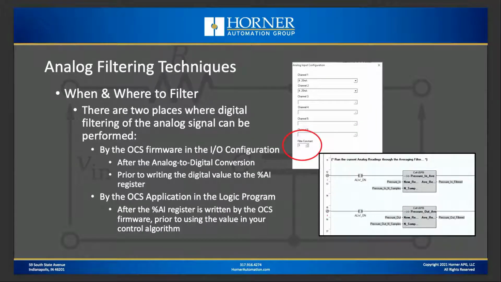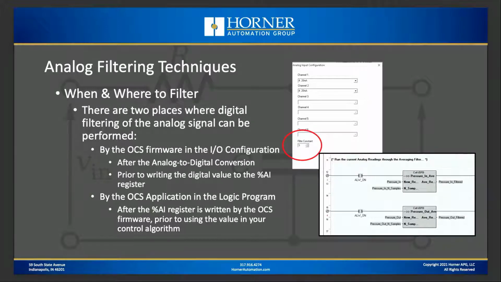Now there are 2 points at which you can perform your filtering. The first point is in the I/O configuration. On the XL Series OCS, when you go to the I/O configuration, we'll show that in the demonstration portion, you can see as you're configuring your analog I/O that you have the option to configure filtering for those analog signals. That's performed after the A to D conversion, but before that value is written to the %AI register. So that's done by the OCS firmware, and all we do as control engineers is configure that filter. We set the severity of the filter, if you will.